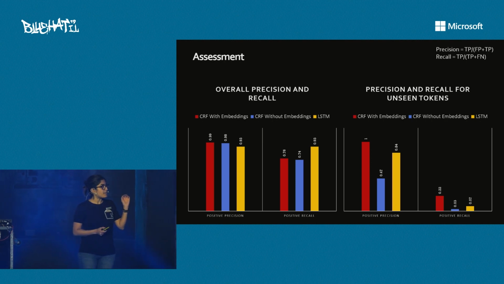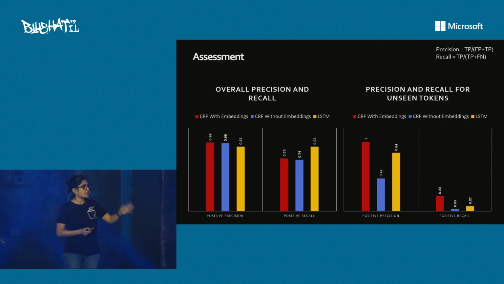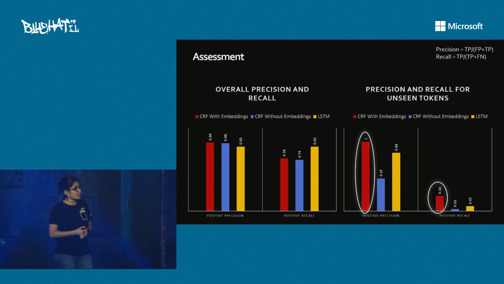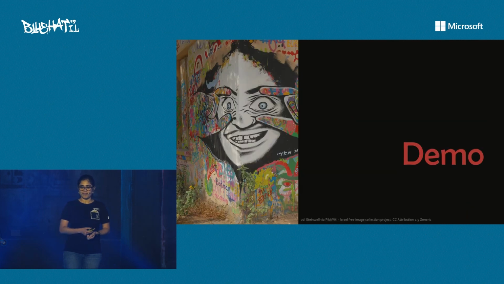We can see that there is a huge performance drop in both the LSTM and the CRF without embeddings, whereas the CRF with embeddings has perfect precision, and it is the only one that has any sort of recall on the unseen tokens. That's very important for us, which is why this will be the model that I showed you in our demo. All right, it's demo time.